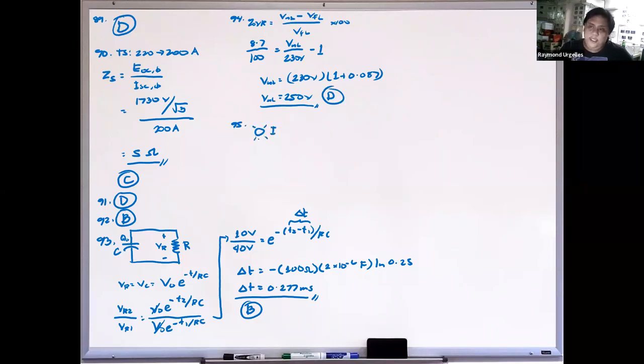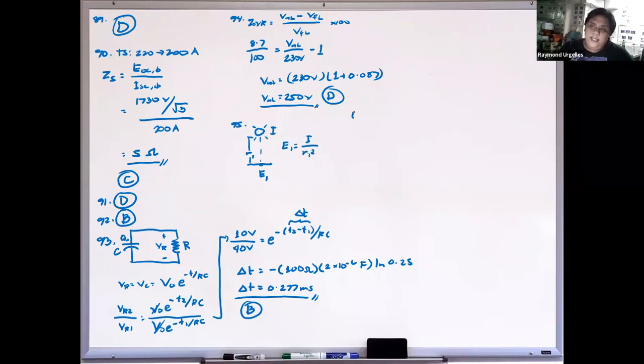Number 95. We have a lamp, let's say with intensity I, at a distance of R, directly from the surface, with an illumination E. Let's call this E1, and this is R1. So the illumination here, E1, is equal to I over R1 squared.